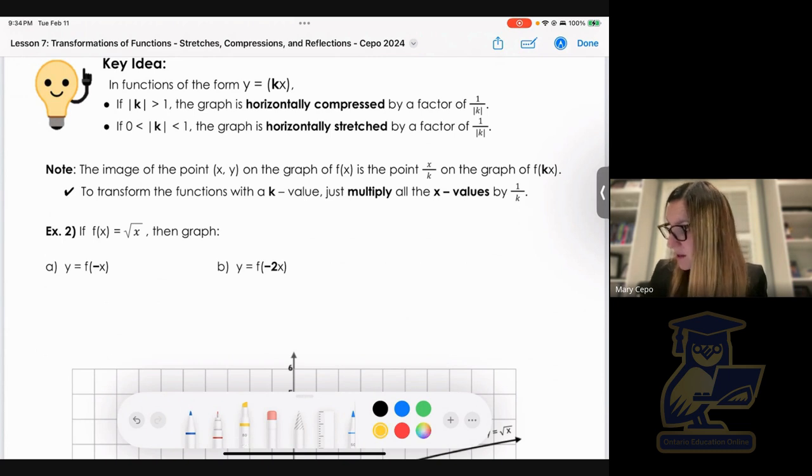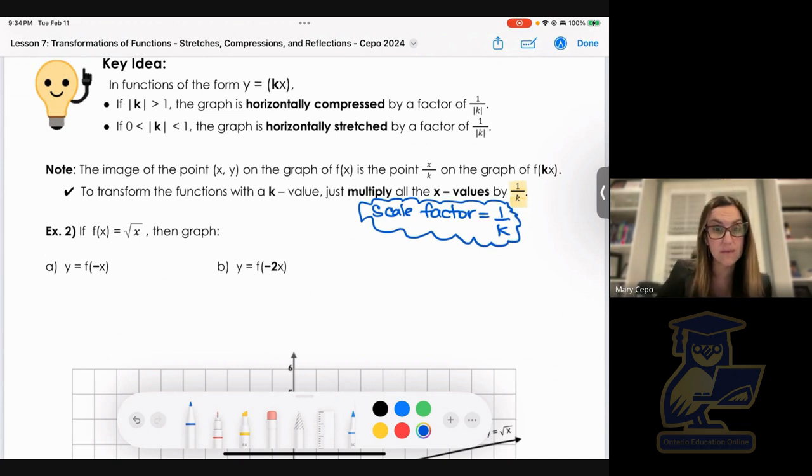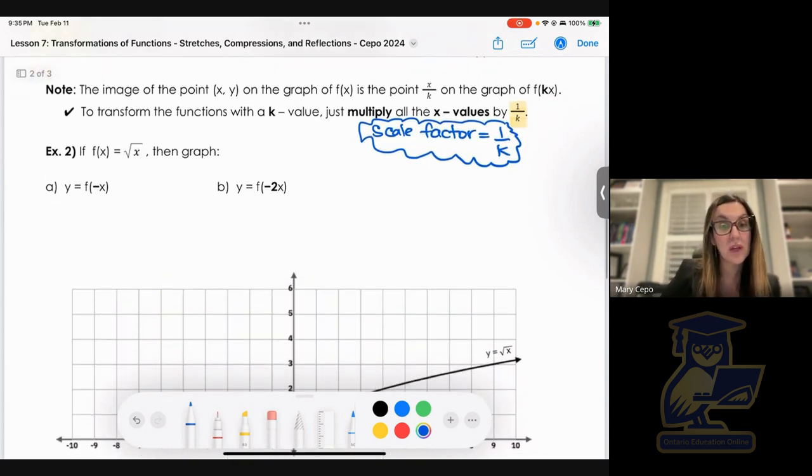And I'm going to highlight that because that's very important. That represents our scale factor. So our scale factor is always 1 over k. K is that coefficient in front of your x, okay? What we have to do to each of our x values, because that's how we're going to be graphing, we're going to take those key points from our parent function and we would be multiplying each of those x values by 1 over k.